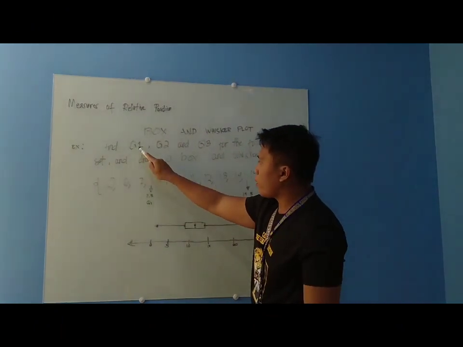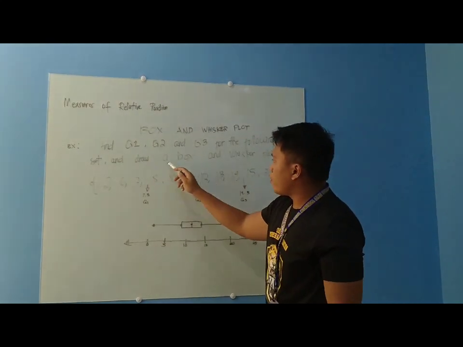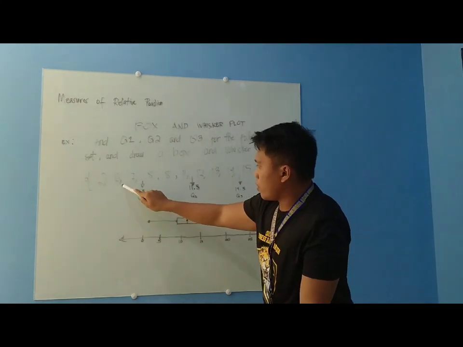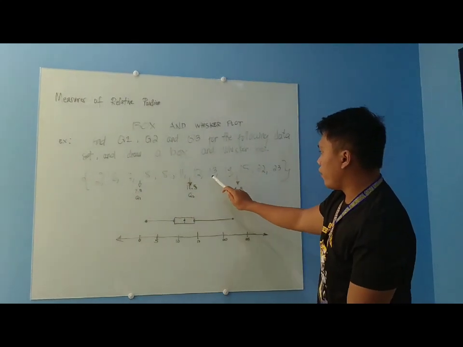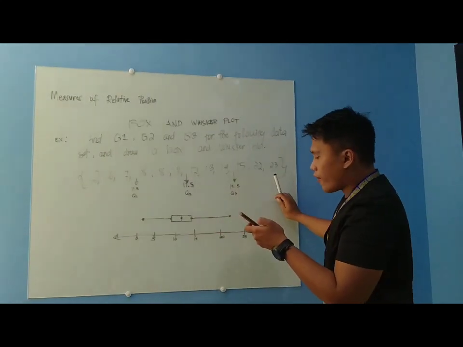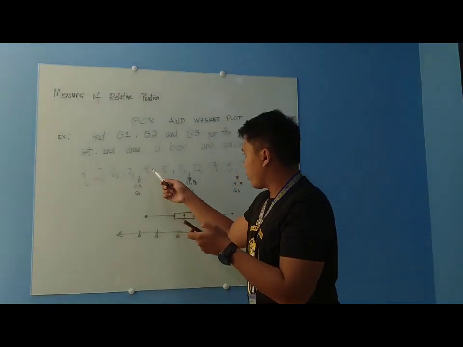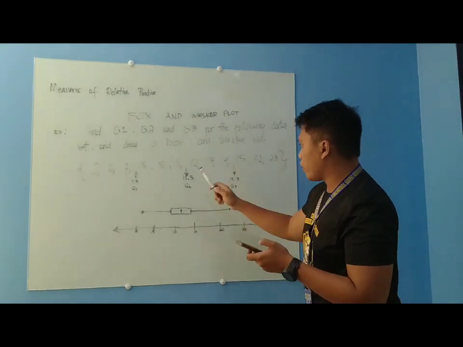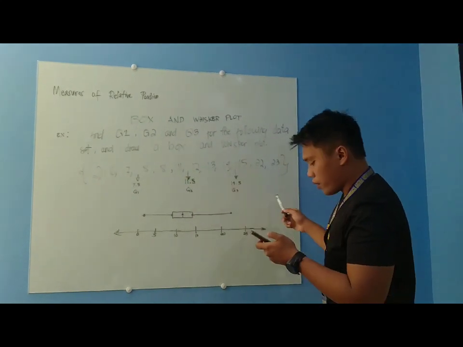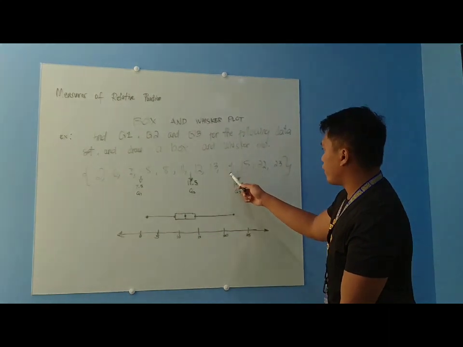Example: find quartile 1, quartile 2, and quartile 3 for the following data set, and draw a box and whisker plot. This is the set: 2, 6, 7, 8, 8, 11, 12, 13, 14, 15, 22, 23. The value of quartile 1 is 7.5, between 7 and 8. The value of quartile 2 is 11.5, between 11 and 12. The quartile 3 is 14.5, between 14 and 15.